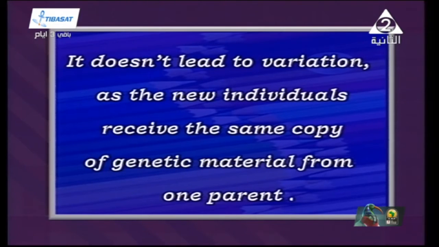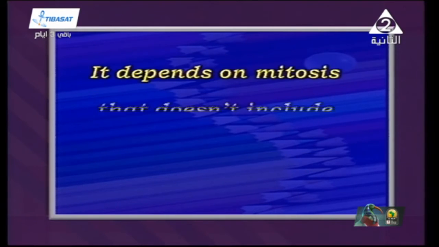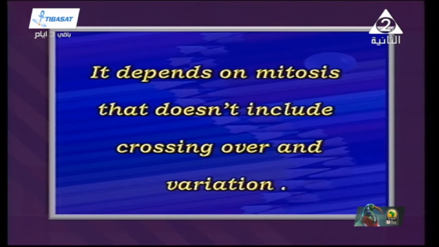So the new individual receives the same copy, the same genetic material from the parent, male or female, which is reproduced asexually. And what else? It also depends on mitotic division, mitosis, that doesn't include crossing over and variation. Let me remind you of the crossing over phenomenon.